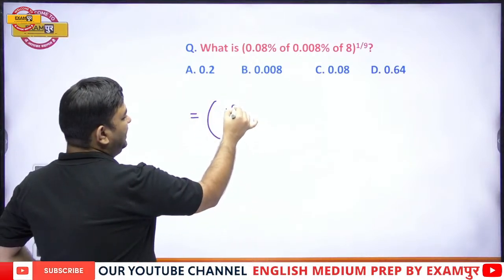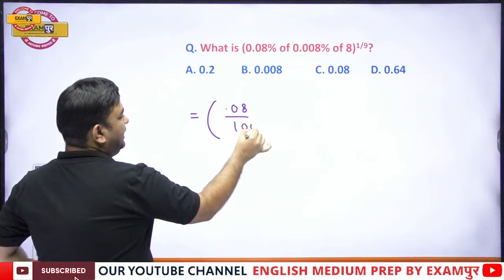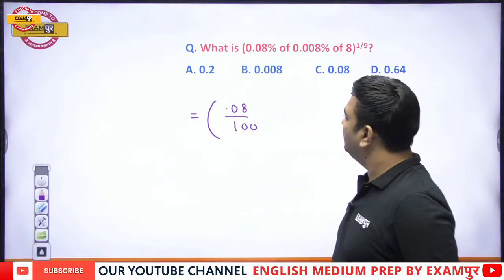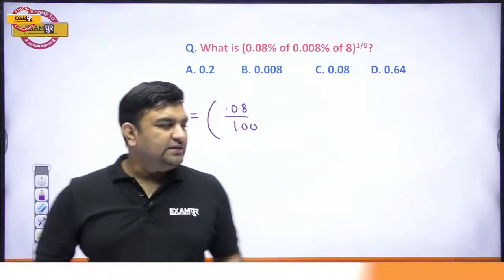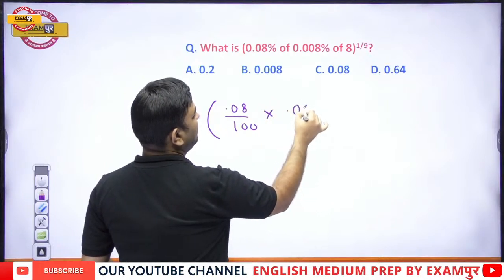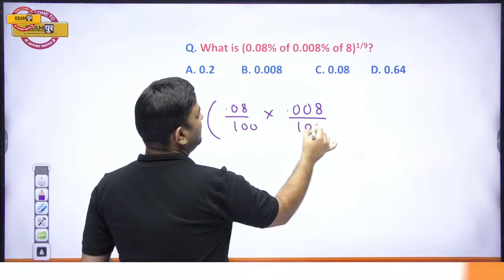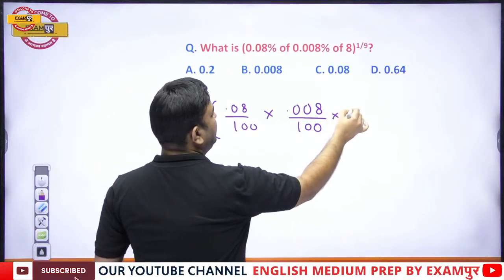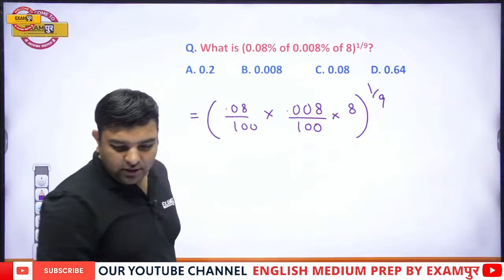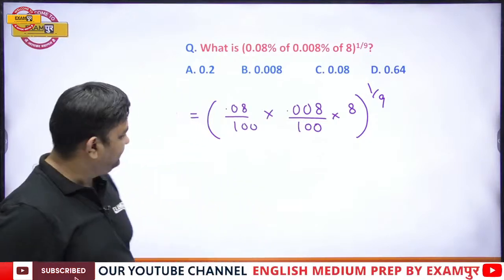Eliminating a percentage sign means divide by 100. Of means multiplication. Of 8. Okay, what is the answer you're giving? A. Rushi is giving A. Let's see.